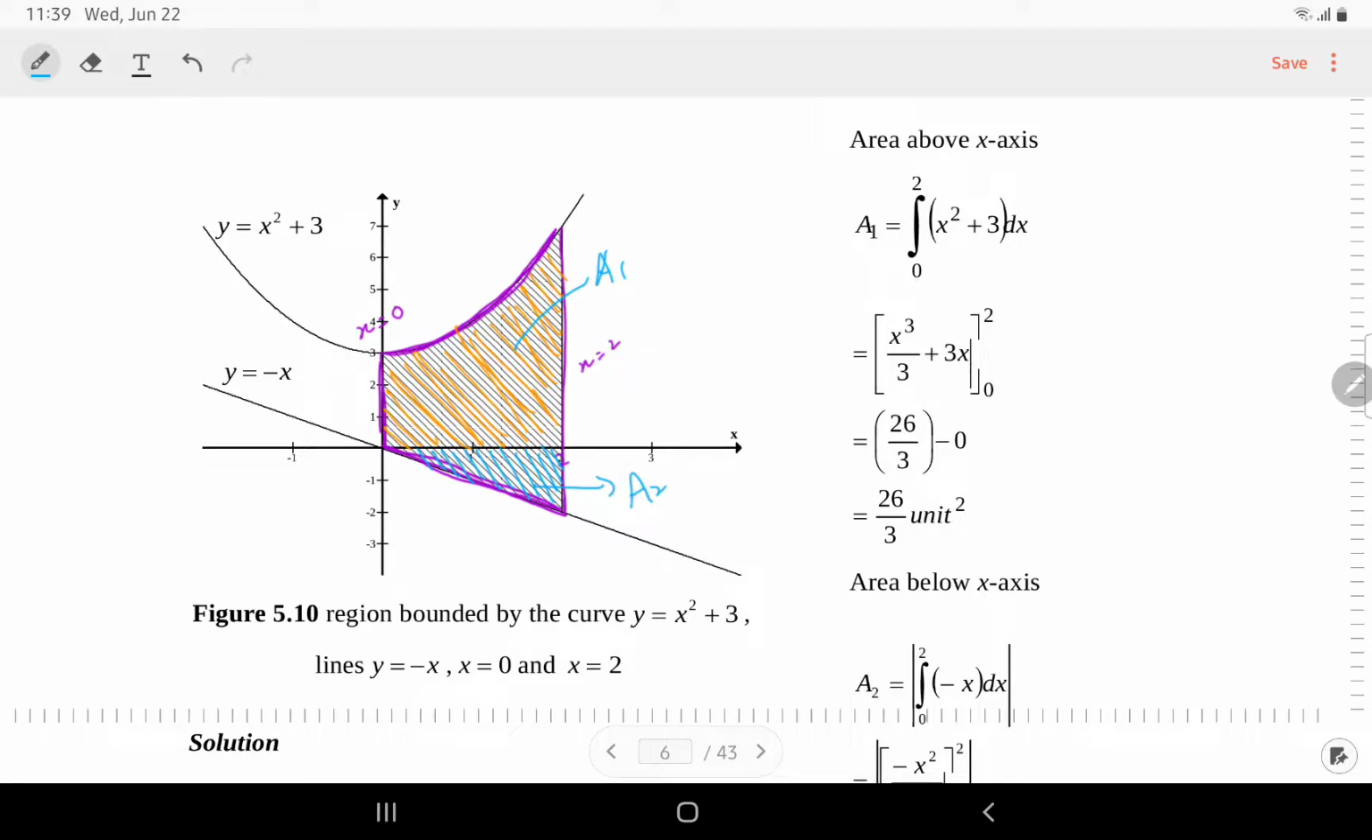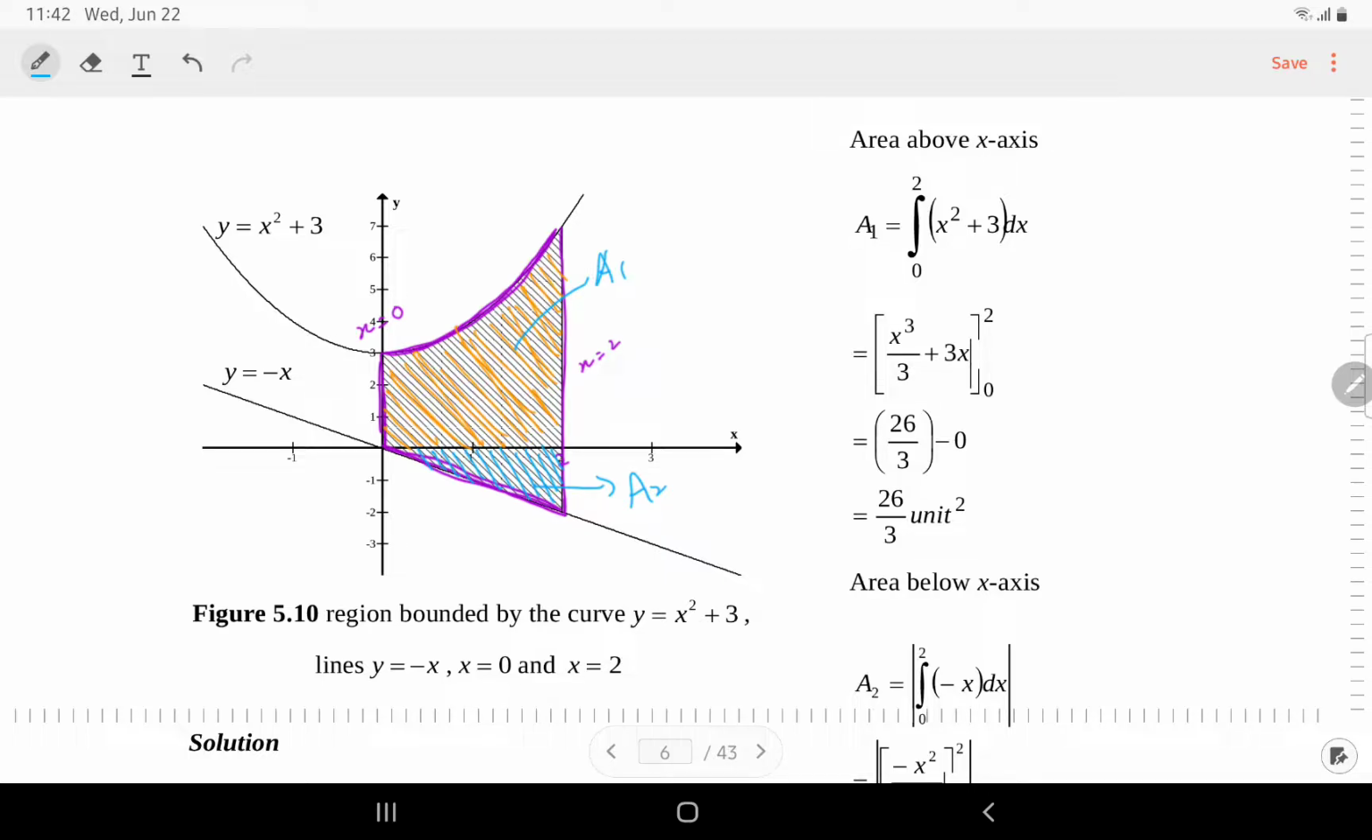Sebab apa kena bahagi kepada dua? Sebab ada area yang atas x-axis, ada area yang bawah x-axis. Sebab atas x-axis dengan bawah x-axis kita akan guna formula yang berlainan. Okay, so kita solve one by one. For the area above x-axis, which this area yang color orange ni. Okay, A1.